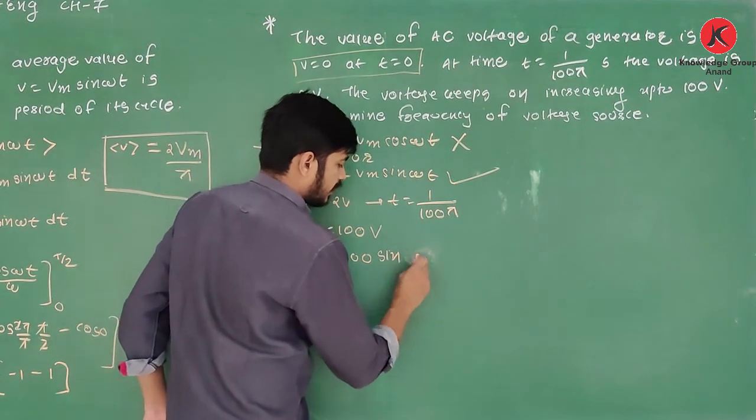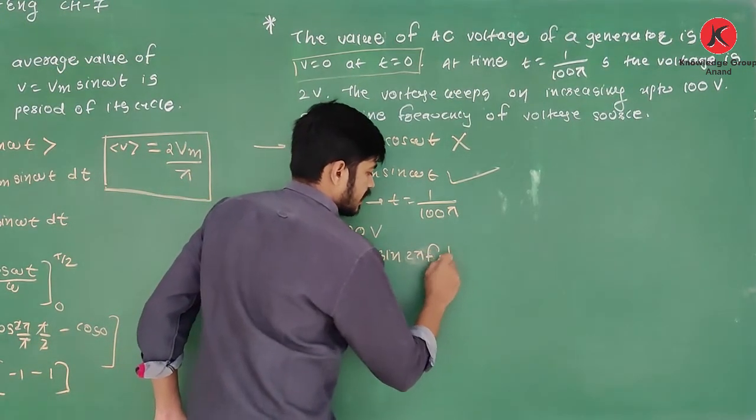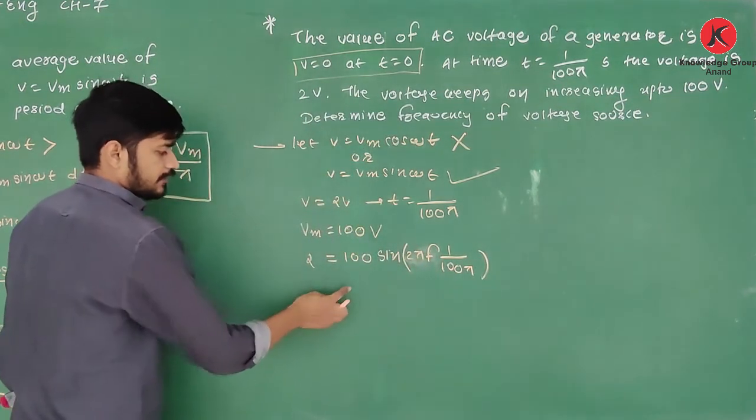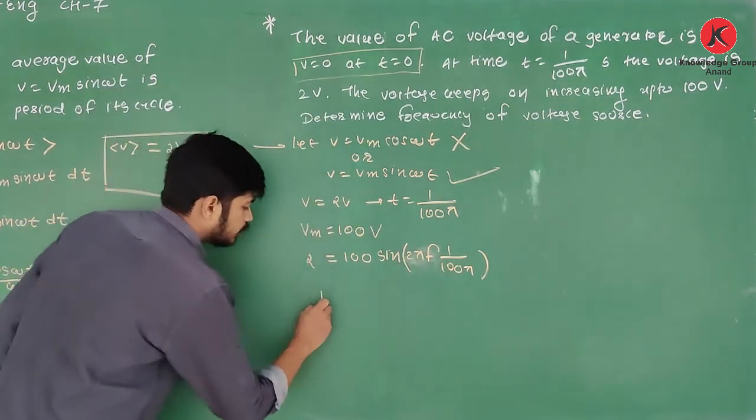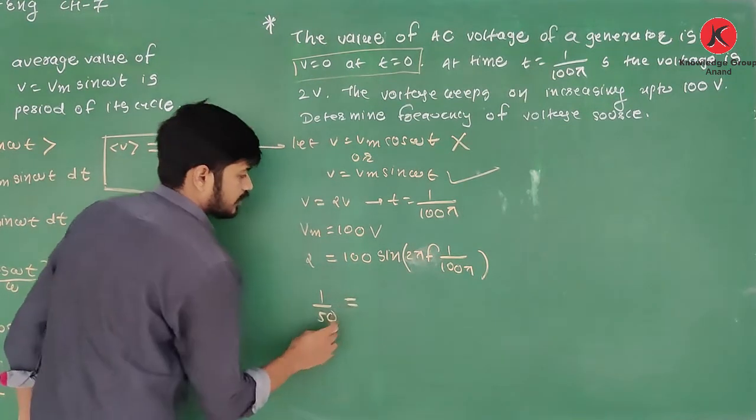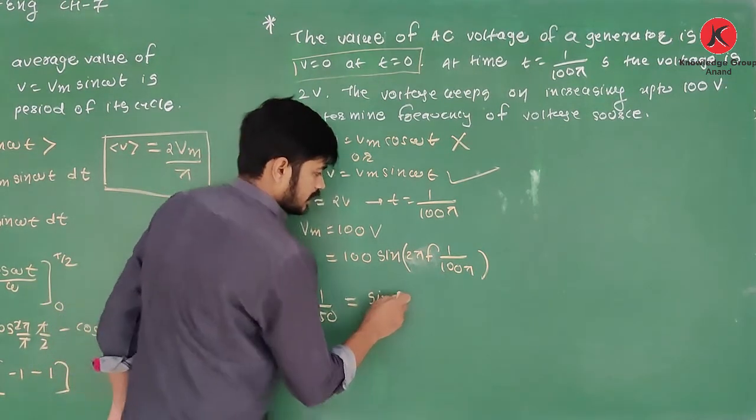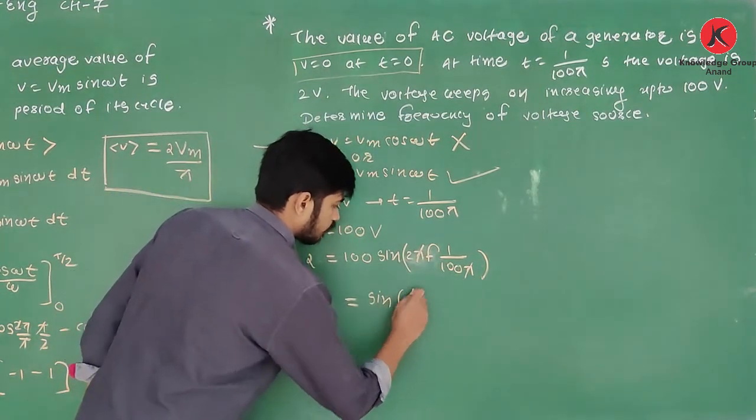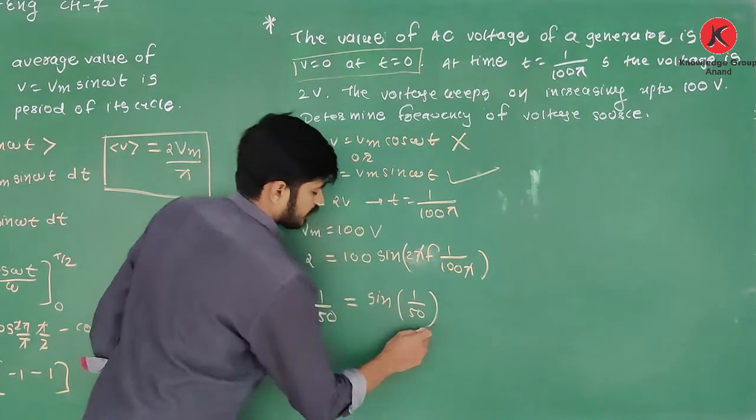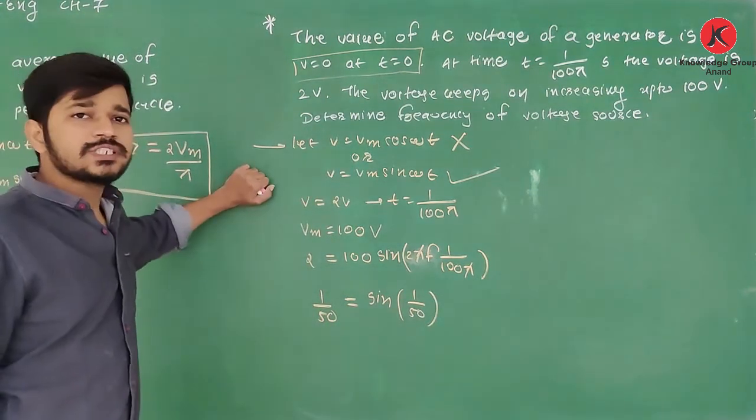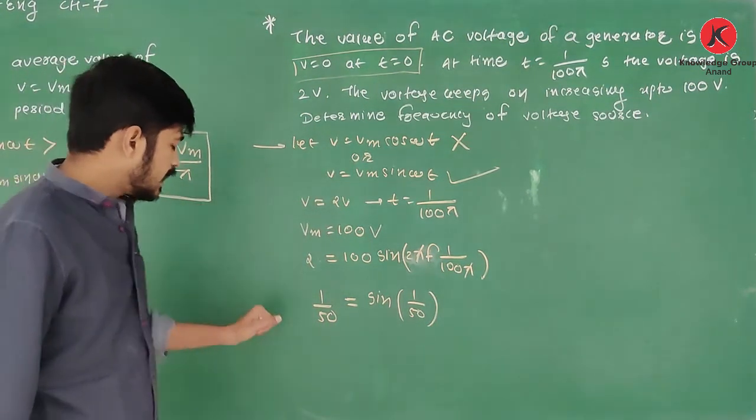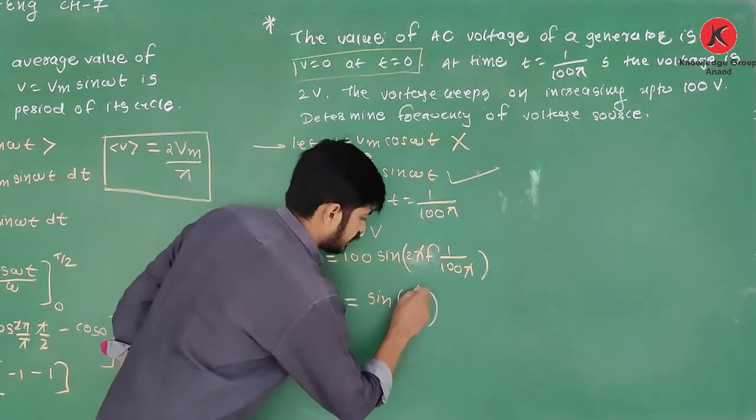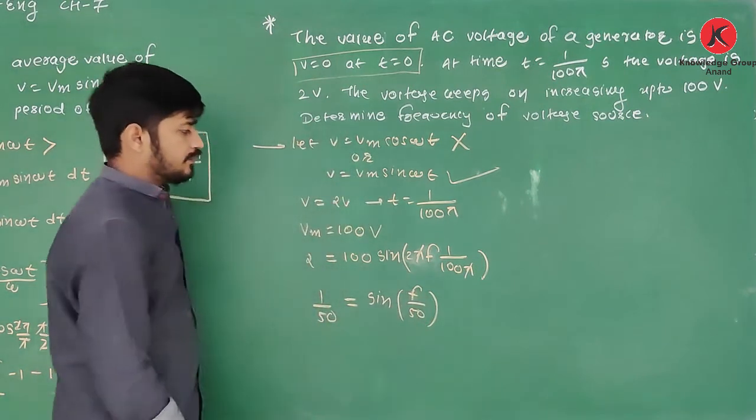Yes, omega means I can write it is 2 pi f. And it is 1 upon 100 pi. Simple. Okay. So if I take 100 this side, it will be 1 upon 50 is equal to sine 2 pi f. So it is obviously 1 upon 50. Now see, here it is F upon 50. Okay, it is F upon 50.